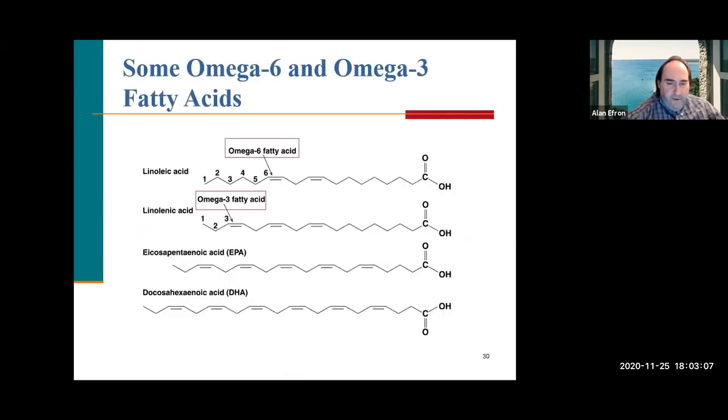And here's a few more examples of omega-6 and omega-3 fatty acids. Again, starting to count on the opposite end, as we just saw there. First double bond at carbon 6, second one here, double bond at carbon 3. And again, this would be carbon 1, 2, and 3 in this case. 1, 2, and 3 as well. Again, counting in that direction here for omega-3 and omega-6 fatty acids.